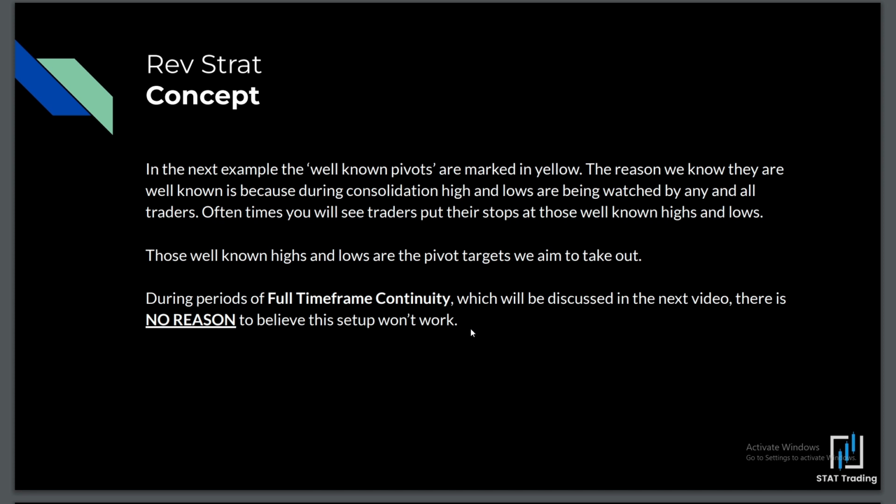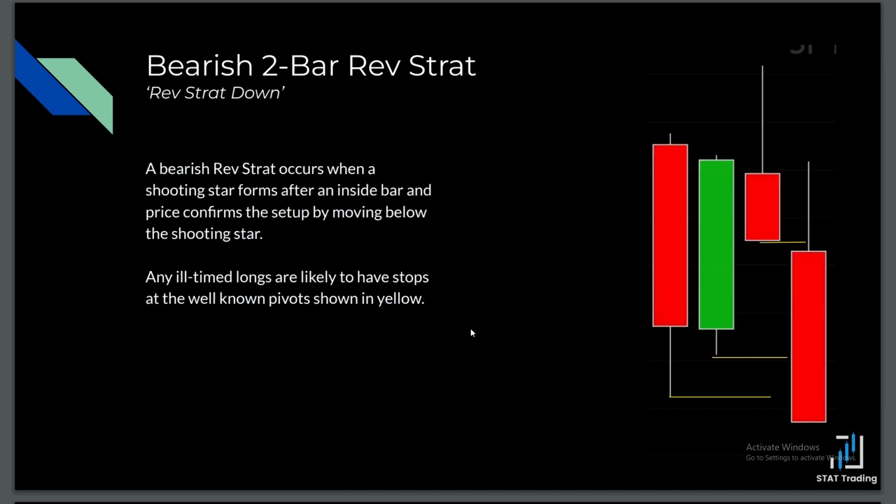Some people only trade the Rev Strat because of that reason. So the bearish 2-bar Rev Strat, you can see the pivots are marked in yellow. So we have the trigger and then multiple targets. And this is a monthly time frame, so it's like you got all month to trade this stuff.